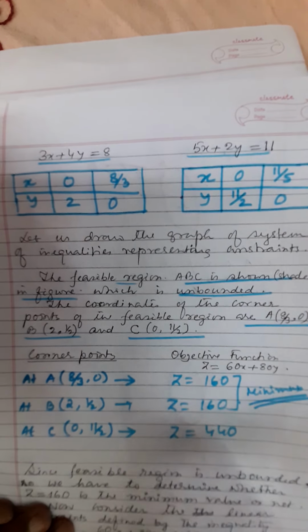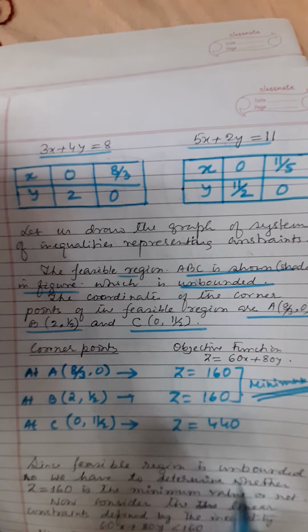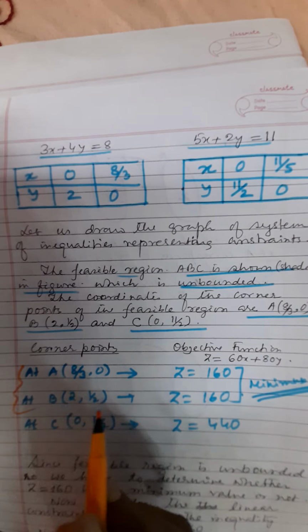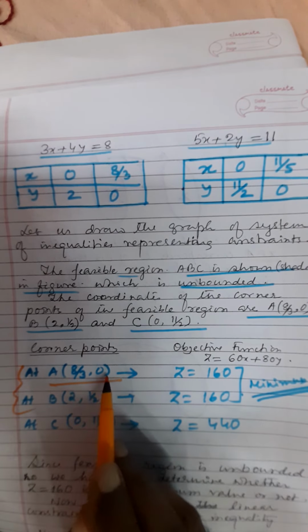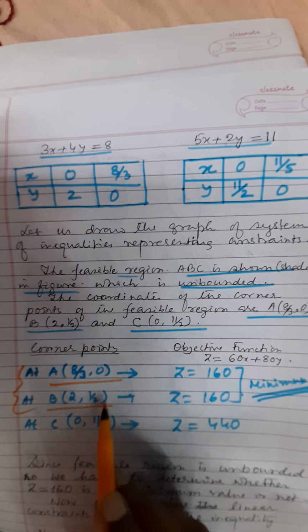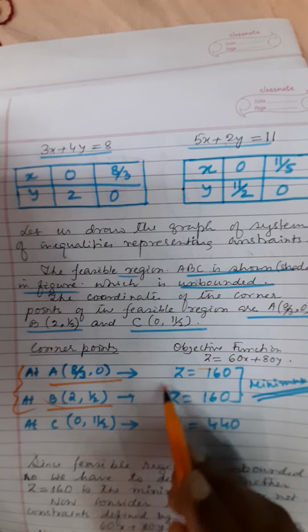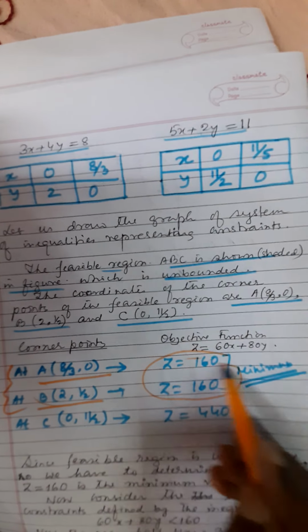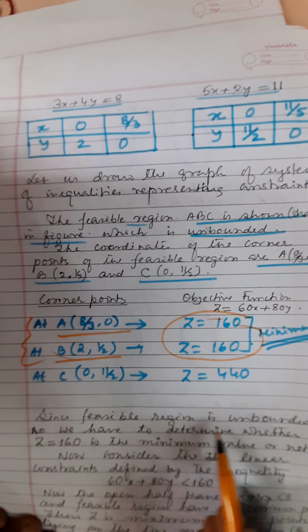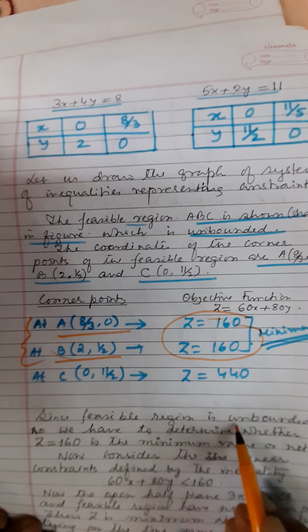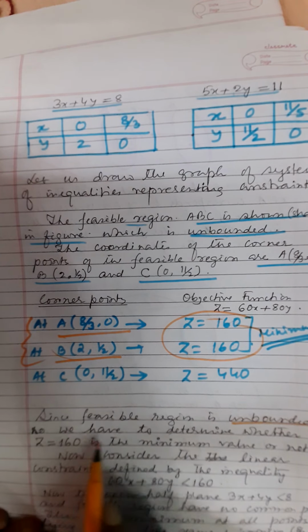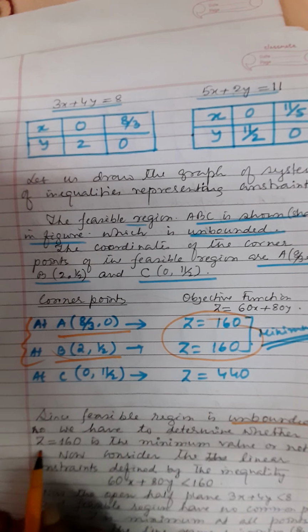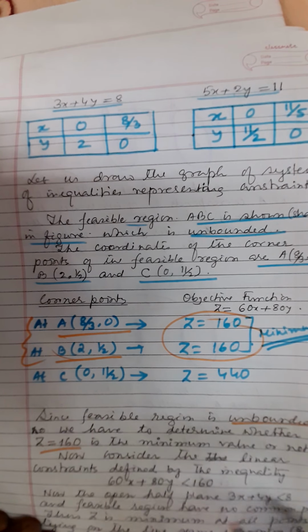We were asked to find the minimum, no need for the maximum. Maximum will not be taken. Minimum at how many points? At two points, that is at A (8/3, 0) and at B (2, 1/2). At these two points, the minimum value is obtained. Clear? Since the feasible region is unbounded, not bounded, we have to determine whether z equal to 160 is the minimum value or not.